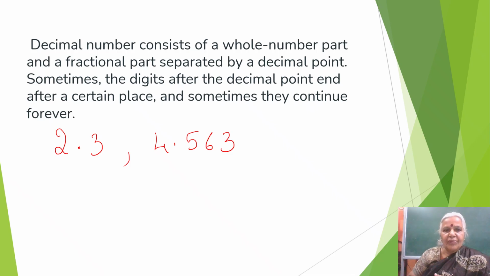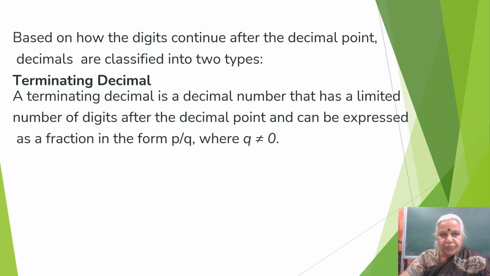Sometimes the digits after the decimal point end after a certain place and sometimes they continue. Based on how the digits continue after the decimal point, decimals are classified into two types. Terminating decimal. A terminating decimal means a decimal number that has a limited number of digits after the decimal point and can be expressed as a fraction in the form of p by q.